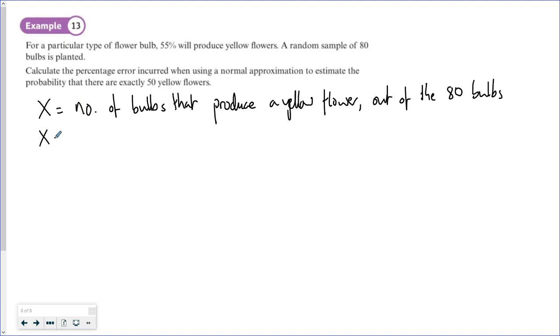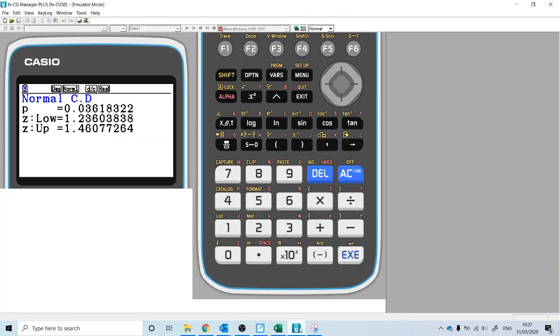So x follows a binomial distribution because we're doing 80 trials, and the probability of success on each trial, here success means producing a yellow flower, we're counting how many yellow flowers we get, and that probability is 0.55. So we're asked to investigate this probability of x being 50. We can work out the exact value of x being 50, either using our calculators or using the binomial formula. Let's use our calculators.